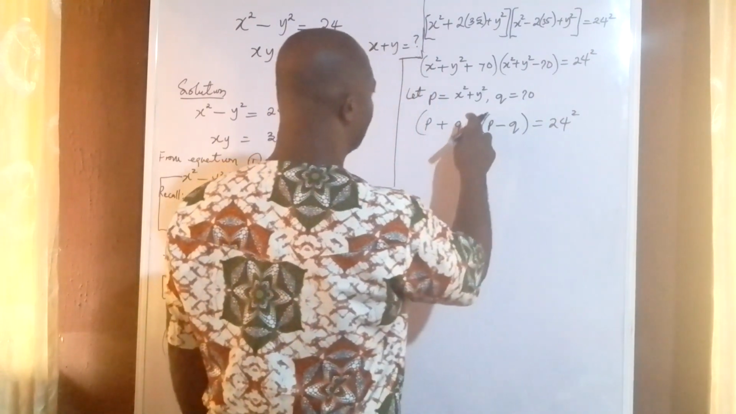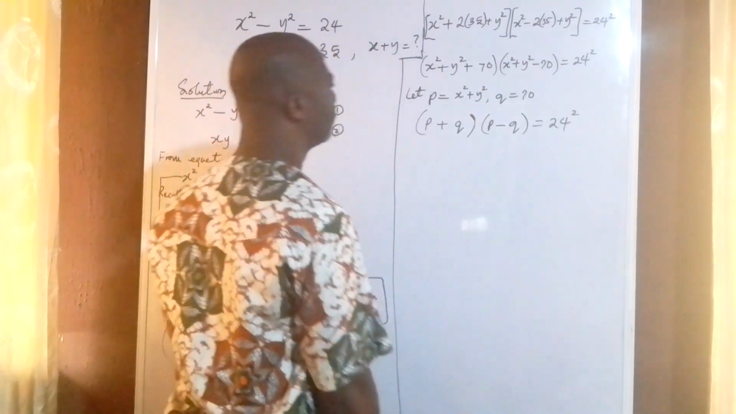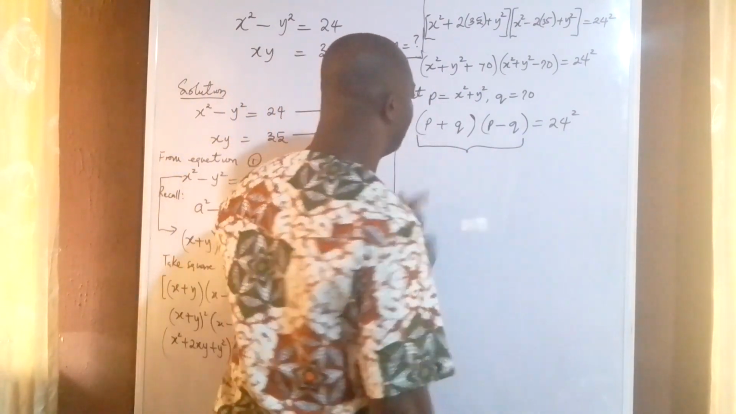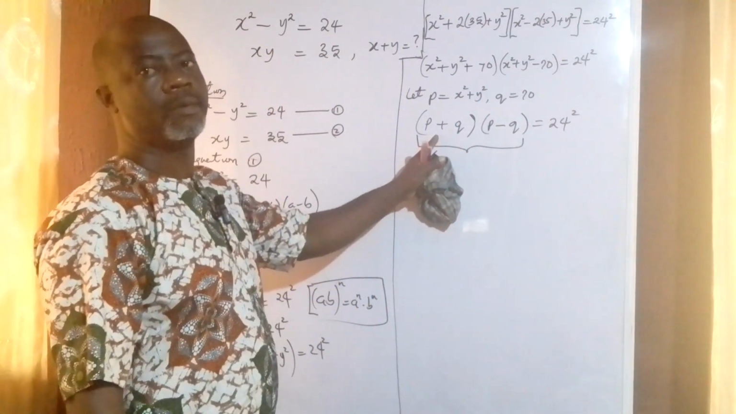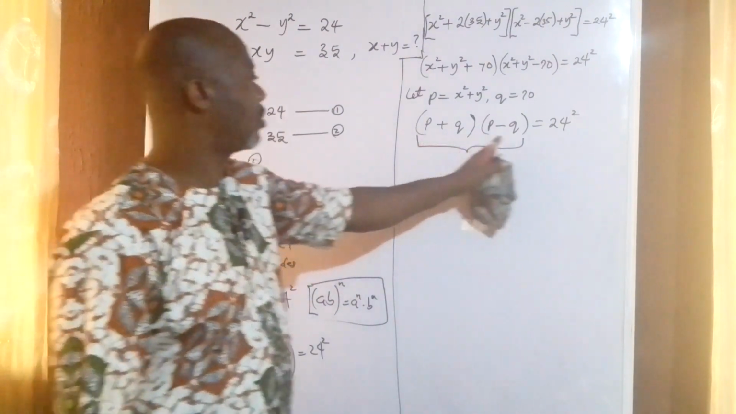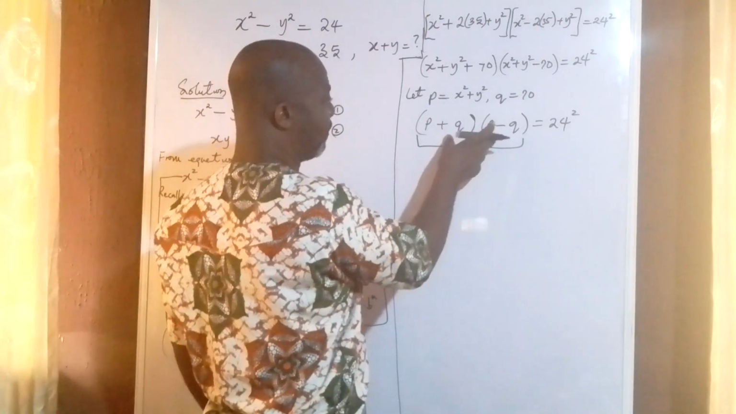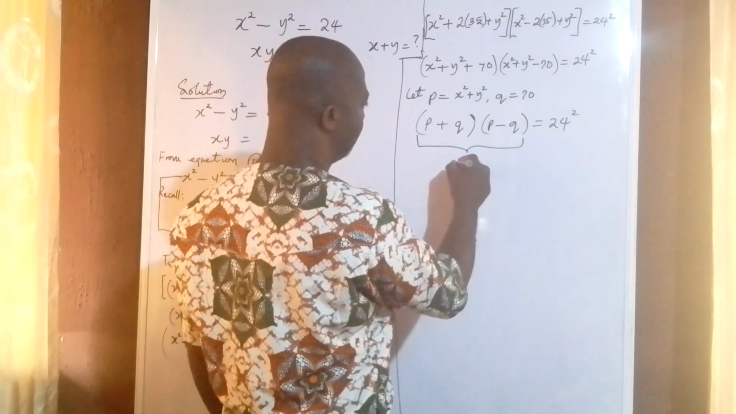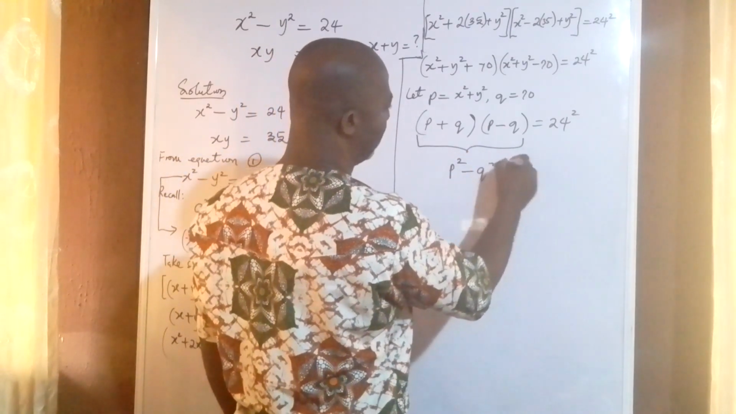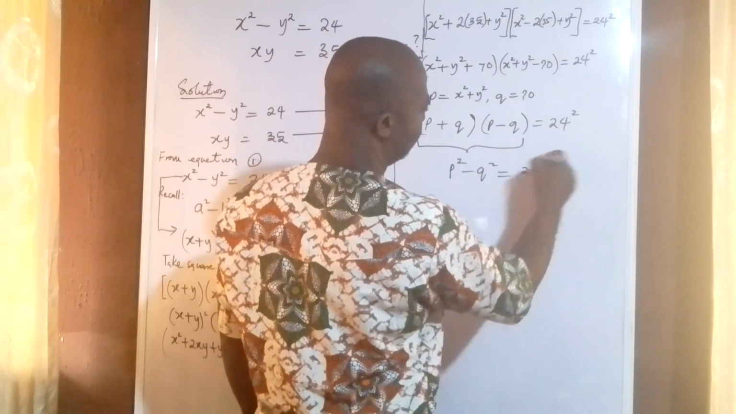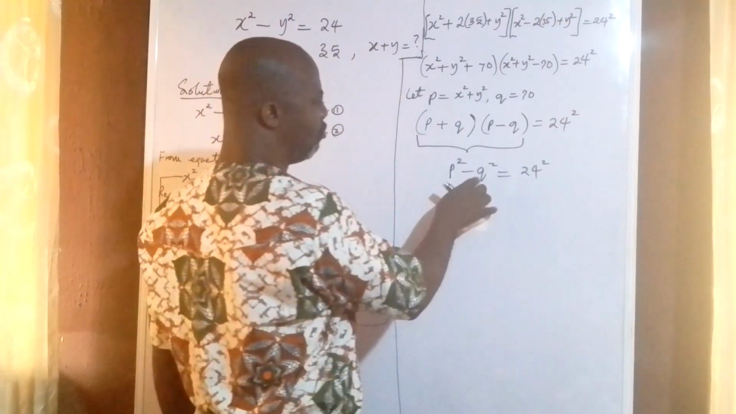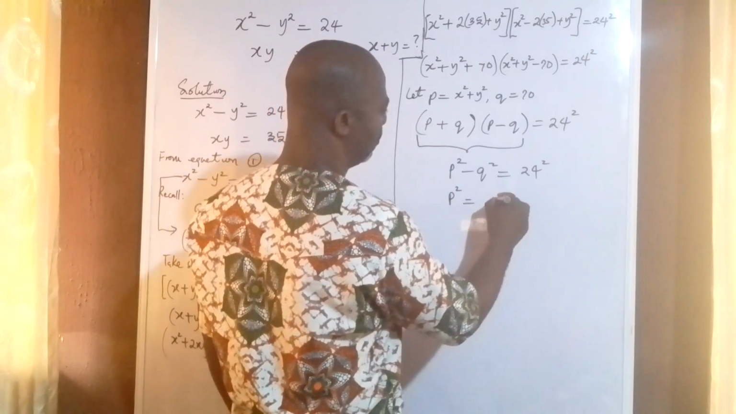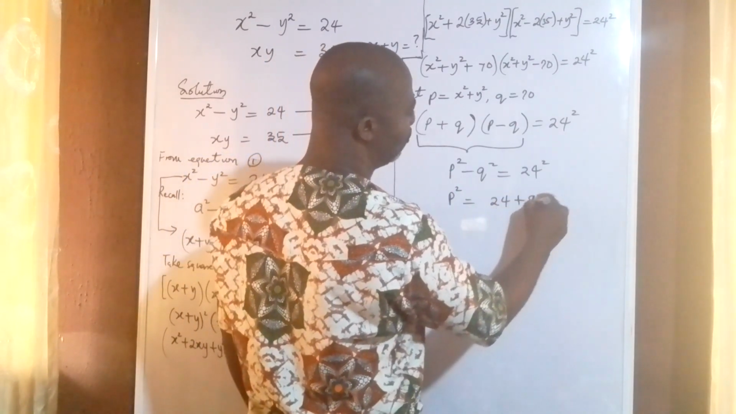So of course we know that this is the factor of difference of two squares. So instead of having this, we can now come back to p squared minus q squared equal to 24 squared. So what I'm going to do now is move this to the other side. So I have p squared equal to 24 squared plus q squared.